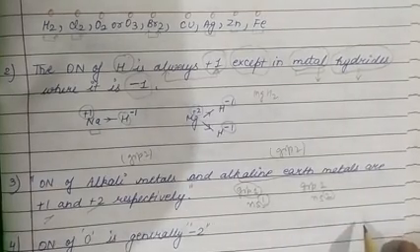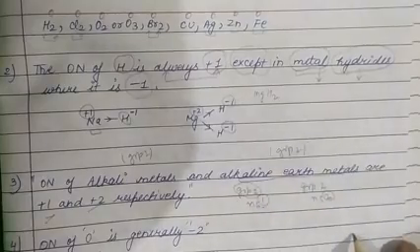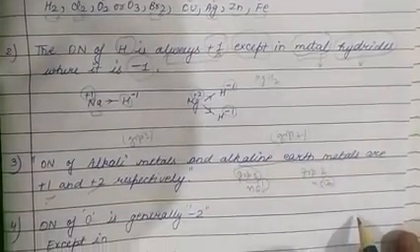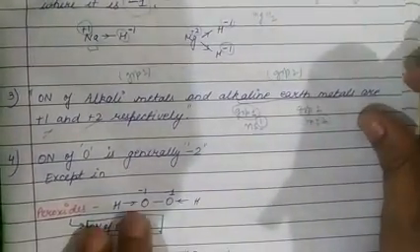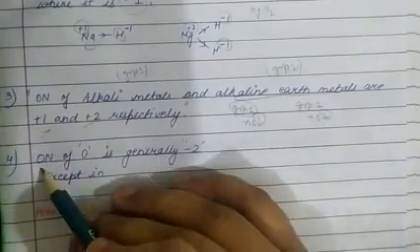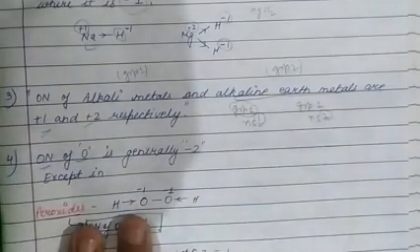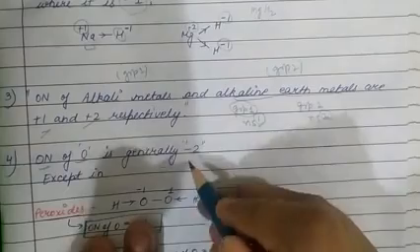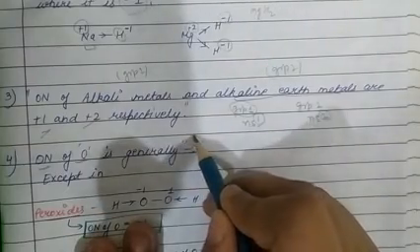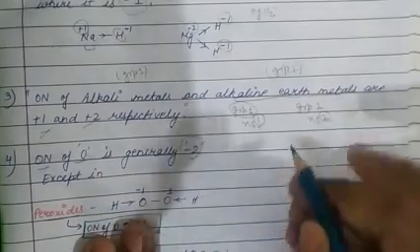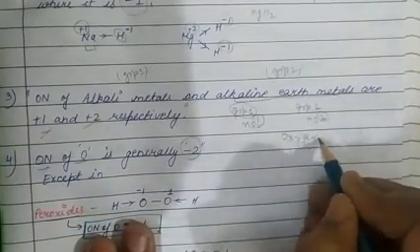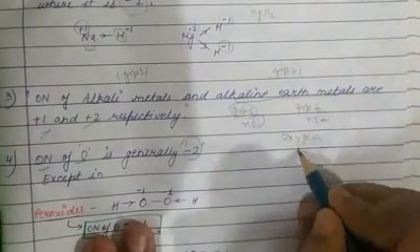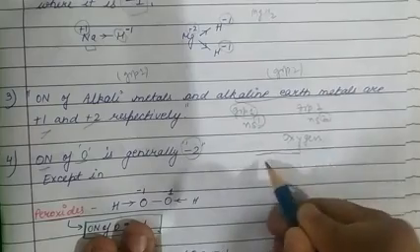Now we will see the oxidation number for oxygen. So basically we are looking for the oxidation number of oxygen. Generally we take the oxidation number of oxygen as -2. Basically, we divide oxygen into three categories.